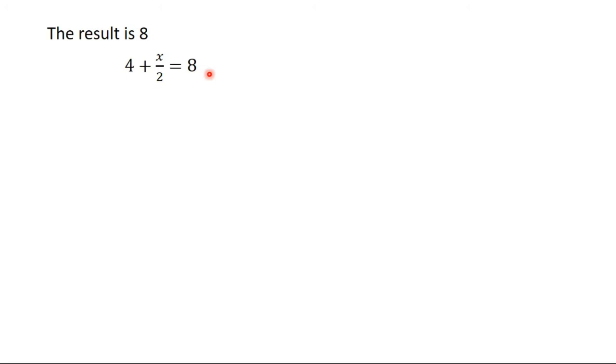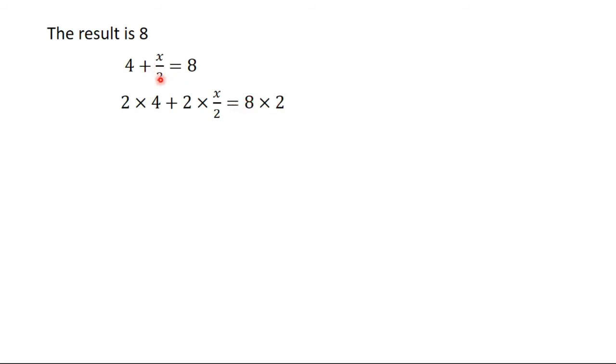So let's solve this. We know that this is an example of linear equations which involve fractions. The fraction here is S over 2. The denominator that we have is 2, which means that we are going to use that as our LCM. So you multiply every term by the denominator. 4 is one term, S over 2 is one term, and 8 is also another term. So you multiply every term by the denominator. So 2 times 4 plus 2 times S over 2 is equal to 8 times 2.